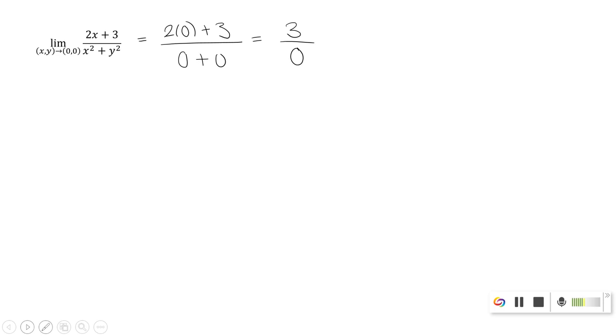This is technically not indeterminate because we have a non-zero number on the top. And so we can just say the limit doesn't exist. Technically, these function values are going to grow without bound, or approach infinity. When you take 3 divided by a very, very tiny number, you're going to get something that's very, very large. So this limit doesn't exist. The z values are approaching infinity.